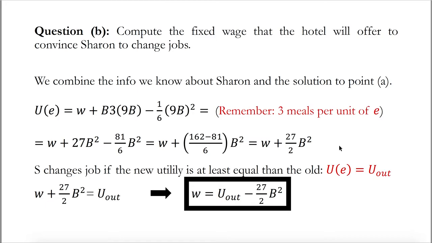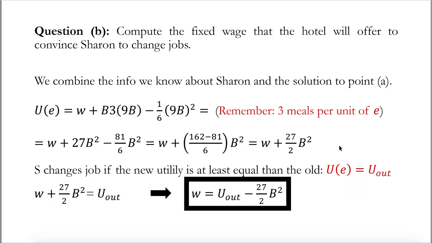We know that Sharon is already working for a very important restaurant in Amsterdam, so she's going to change her job and go to work for the new hotel that is offering her a new contract only if the utility that she gets with the new contract is at least the same or even larger than the utility that she gets at the restaurant where she's working. In other words, Sharon is going to accept the new contract if the new contract gives her more advantage with respect to the old contract.